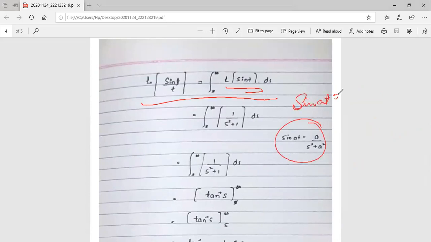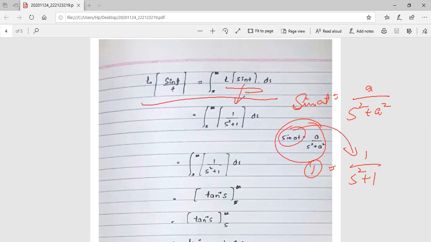Laplace transform of sin at equals a divided by s square plus a square. Here your a value is 1, so it is 1 divided by s square plus 1 square. So instead of this function we will write directly this one: integral from 0 to infinity, as it is, and the Laplace transform of sin t is 1 divided by s square plus 1, ds with respect to s.